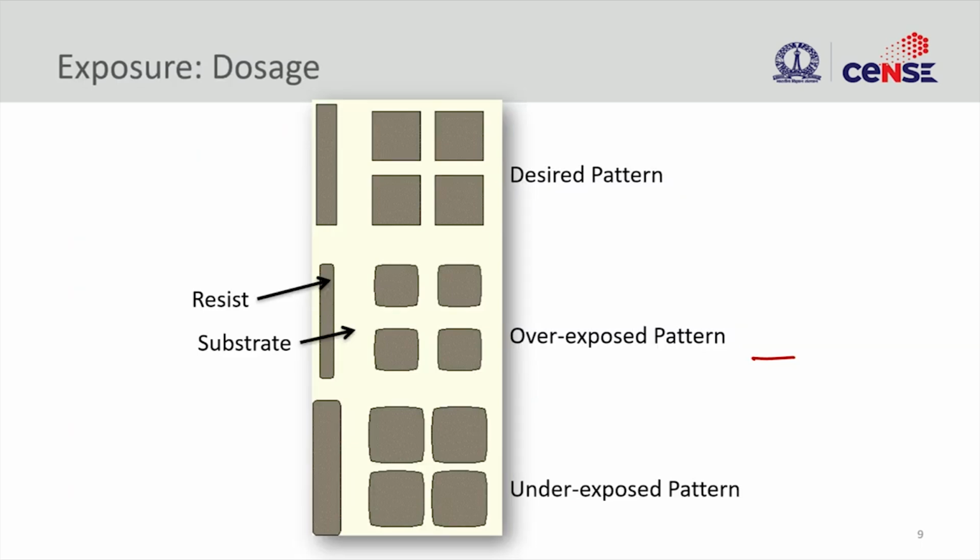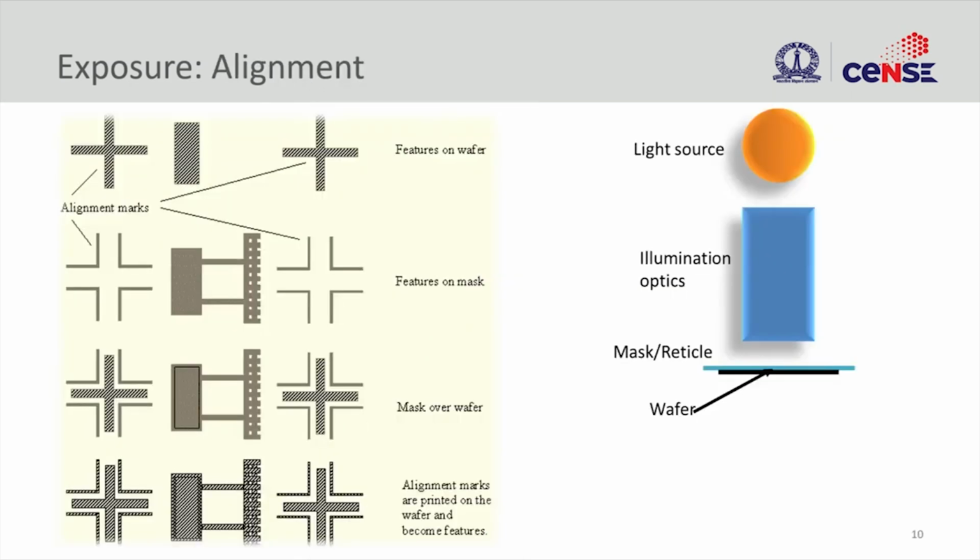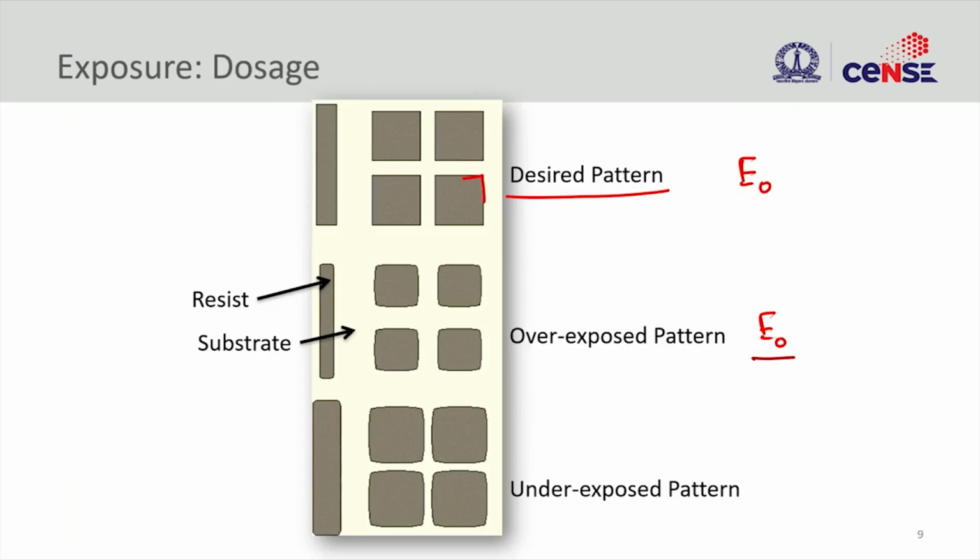We saw exposure dose is nothing but integration of the intensity over time, right. So over time you integrate how much light is passing through this desired pattern, which is what we call dose. So now this is the desired pattern. It has really sharp corners and well defined features, but then when you overexpose, so if E naught is your ideal dose, overexposure is E naught plus some delta E, right.